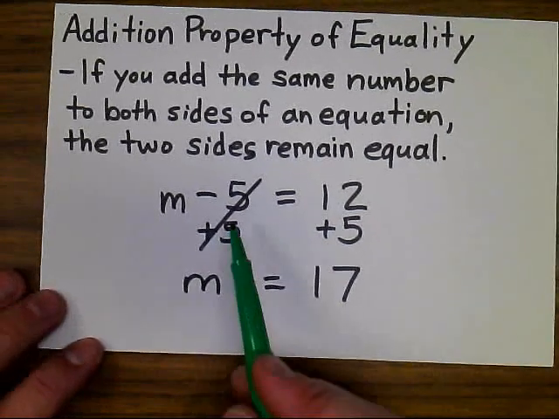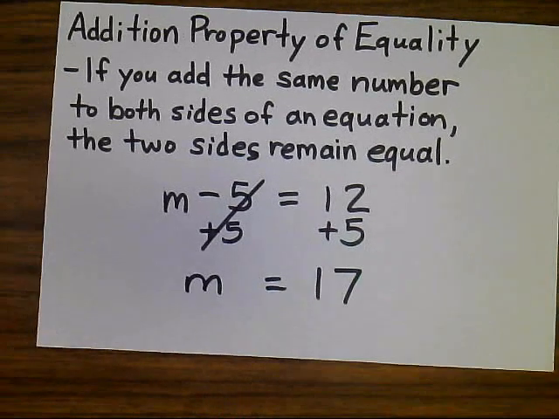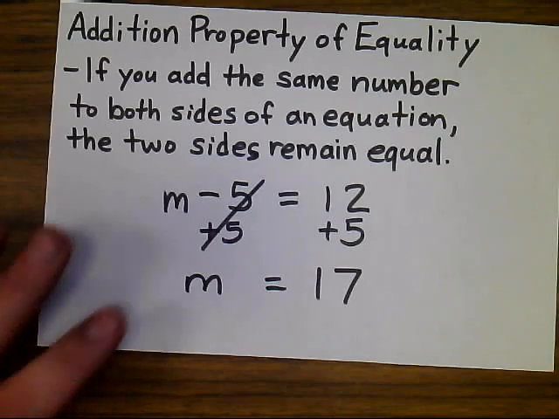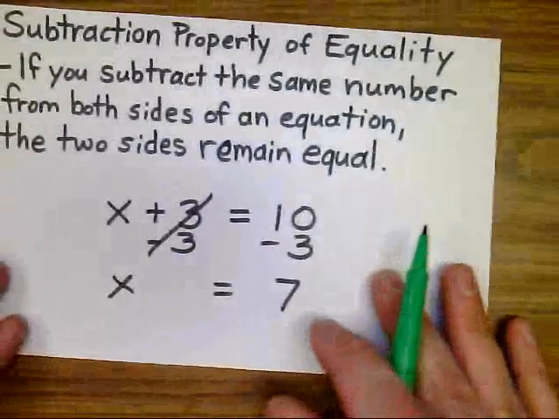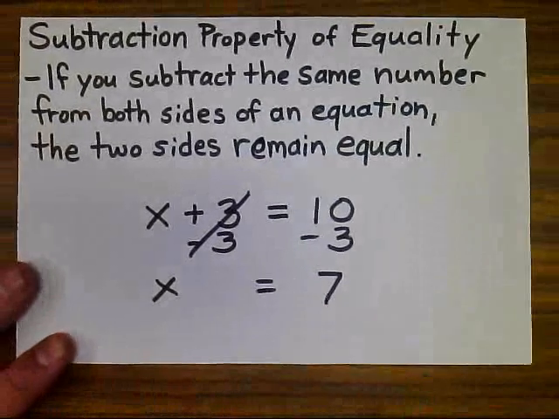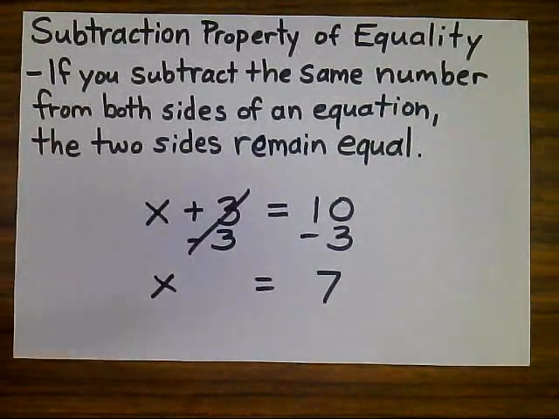We have to understand that by adding 5 to both sides, our balance scale is still balanced. If I add the same amount to both sides of a seesaw, it still balances the same way it's currently balanced. So that concept is what we're going to be using, and I'll demonstrate that in a moment. And this is merely the way we show the work here. So the subtraction property of equality works the same way. If you subtract the same number from both sides of an equation, the two sides remain equal.